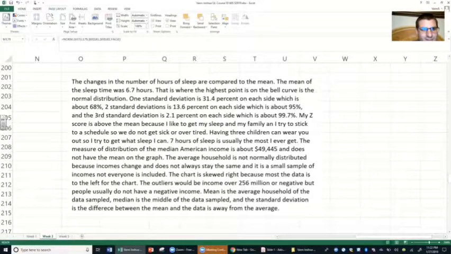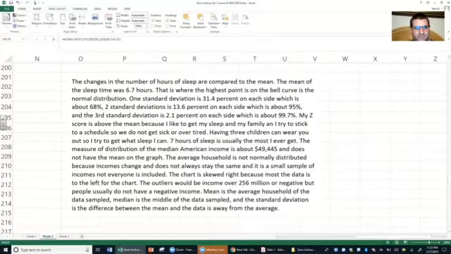My z-score is above the mean because I like to get my sleep, and I try to stick to a schedule so my family and I do not get sick or overtired. Having 3 children can wear you out, so I try to get what sleep I can. 7 hours of sleep is usually the most I can ever get.